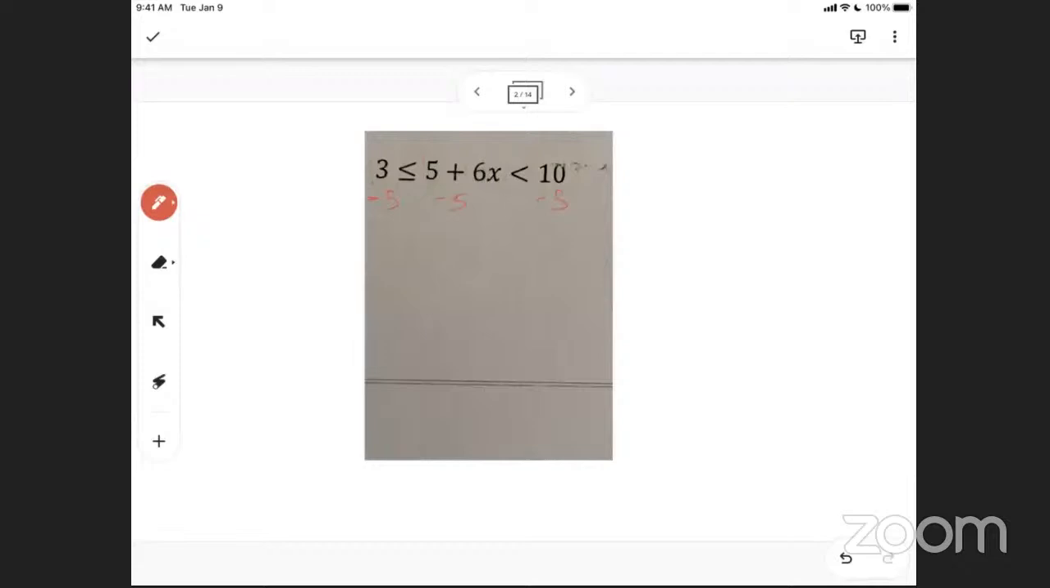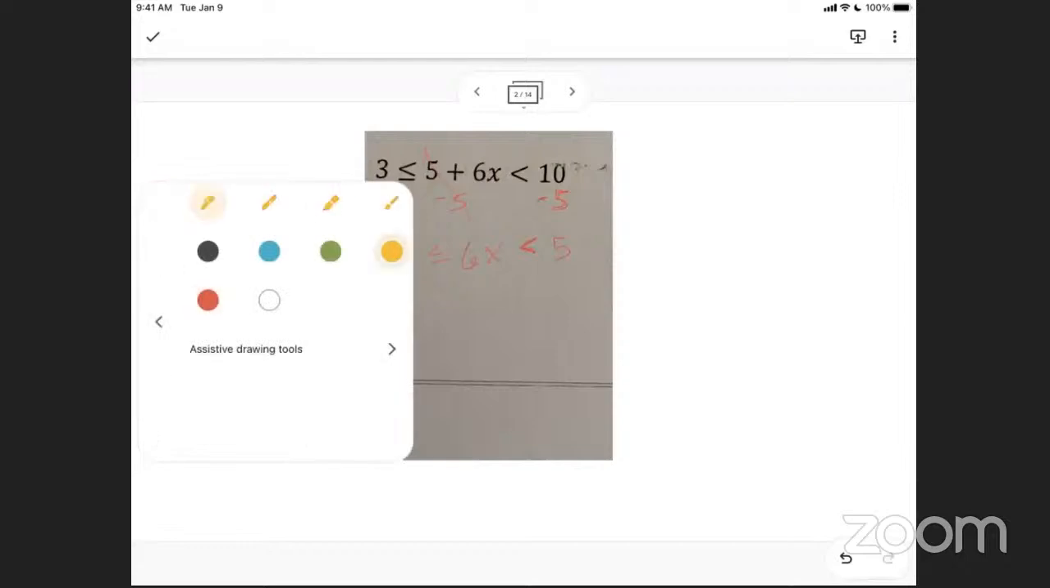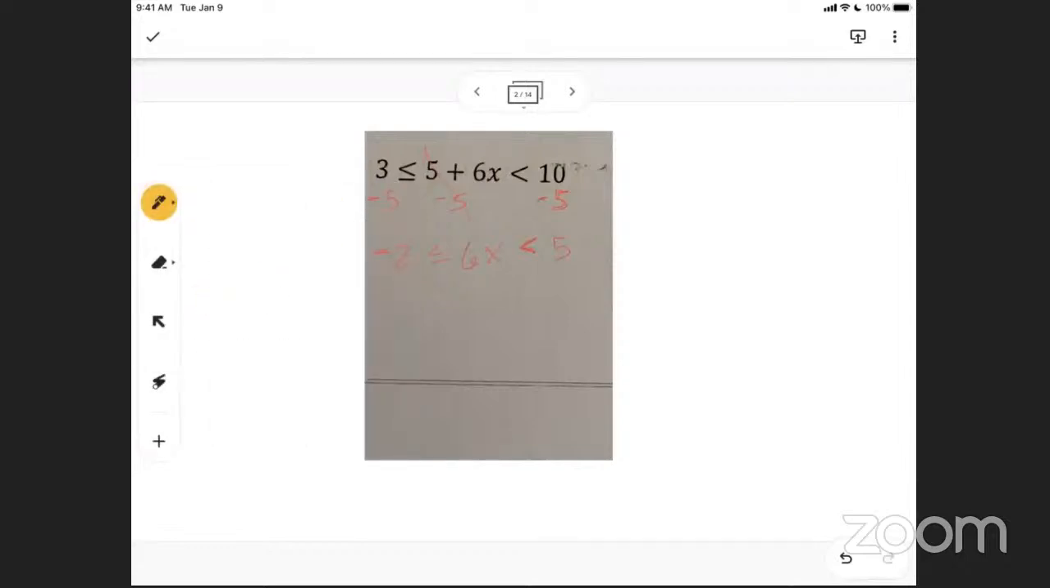So this on the left becomes -2 is less than or equal to, these cancel out, so I just have 6x is less than or equal to, what's 10 minus 5? 5. Yeah, it's +5. Got it? Okay. Now what do I have to get rid of? Nope. The -2 is over here on the left. That's not causing any problems.